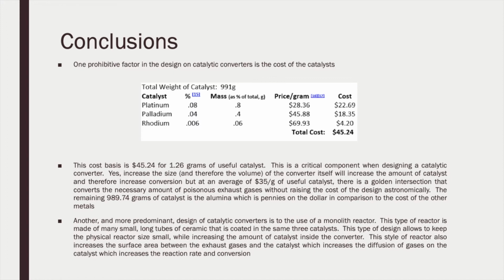Monolith reactors are made of small, long tubes of ceramic that is coated with the same three catalysts. This design allows for smaller physical reactor while increasing the amount of catalyst inside the converter. This style of reactor increases the surface area between the exhaust gases and the catalyst, which increases the diffusion of gases on the catalyst, which increases the reaction rate and conversion.